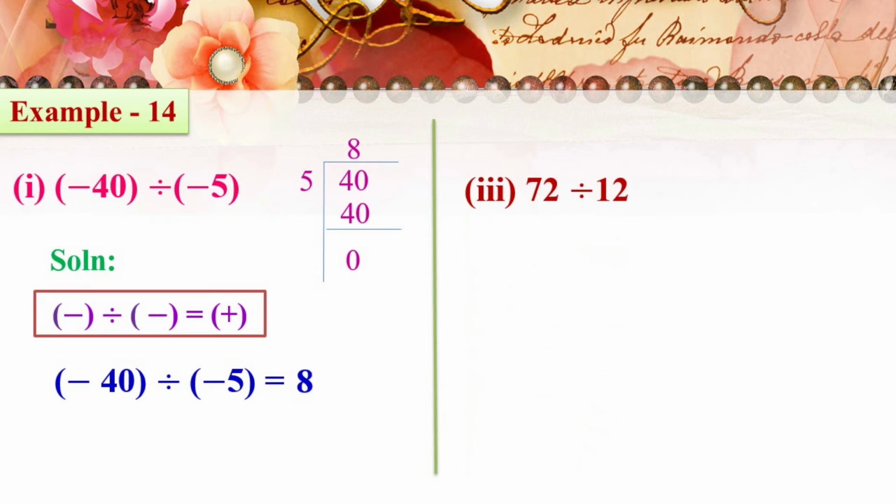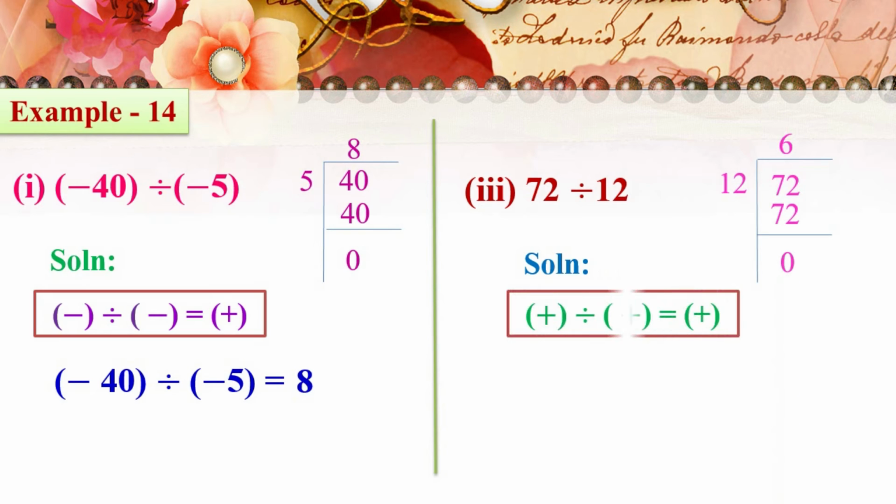Let's see the third example. 72 divided by 12. 72 is the dividend, 12 is the divisor. We can divide. 6 12s are 72. Now we can subtract, we get 0. Therefore, when we divide a positive integer by a positive integer, we get a positive integer only. Therefore, 72 divided by 12 is equal to 6. That means plus 6. The quotient is 6.